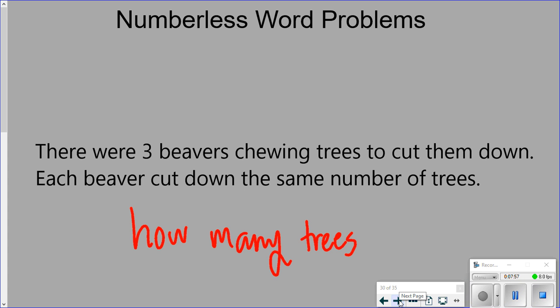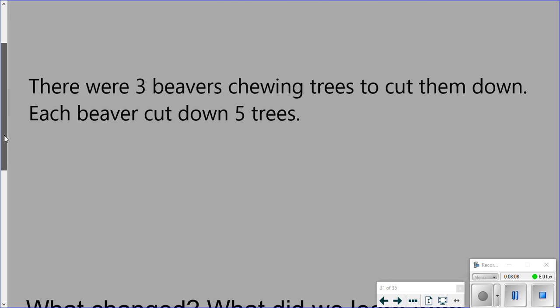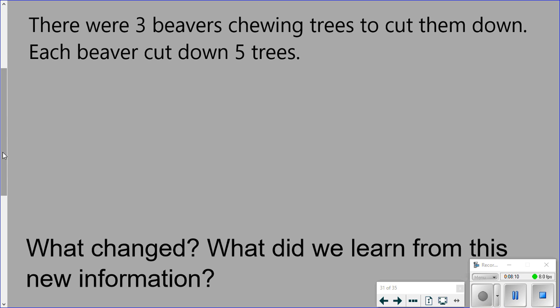Ready? How many? There were 3 beavers chewing trees to cut them down. Each beaver cut down 5 trees. What changed? What is the new piece of information that I learned? Miranda? You learned how many trees they cut down. I learned how many each beaver cut down. They cut down 5 trees each.